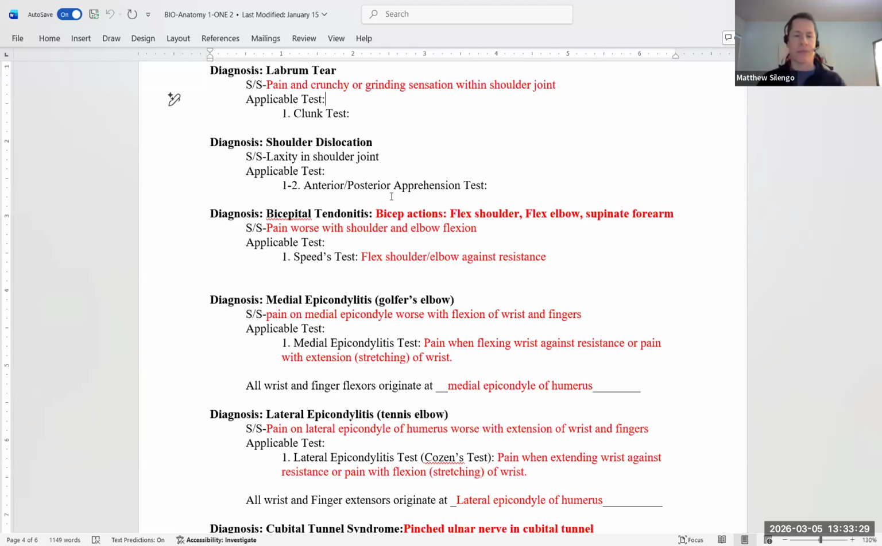Posterior is the same concept, except in a posterior apprehension test, you're essentially pushing the humerus in a posterior direction. You have them hanging over the edge of the table, essentially. They're laying on the table supine. You have them sort of hanging over the edge, and then you push back as you move the joint a little bit. And again, they'll get a look of apprehension on their face as they feel it start to pop out.